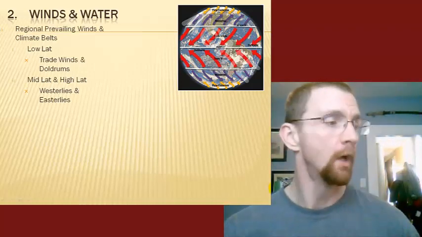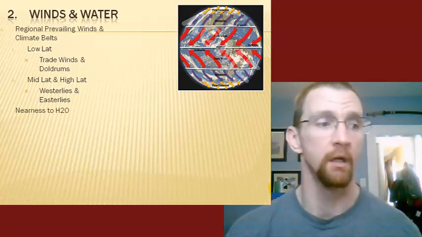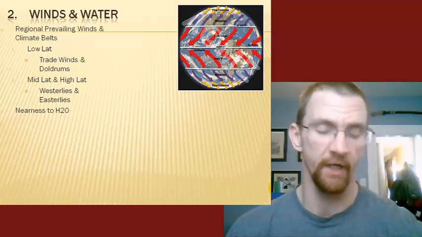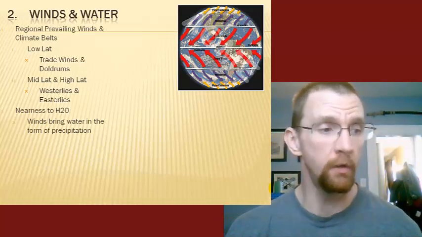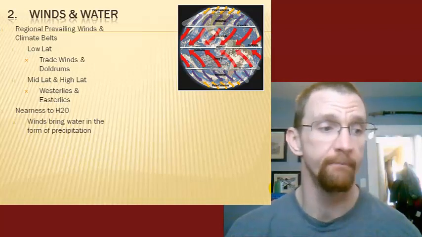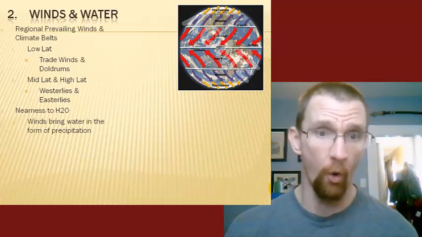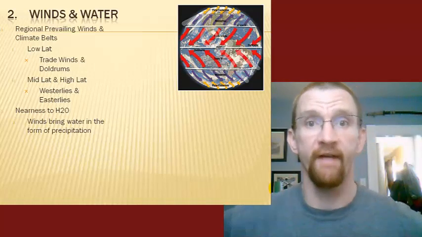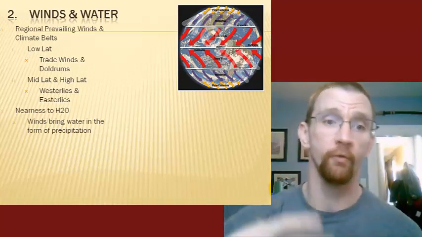Let's rock and roll. All right, so the first thing we're going to talk about is how being close to a major body of water helps to dictate what the climate of an area is like. So what we're going to say is, the proximity of a major body of water plays a tremendous role in climate, especially near the ocean, okay? Winds bring water in the form of precipitation, okay? The ocean water evaporates, and the regional prevailing winds move the water over the region and over the area.